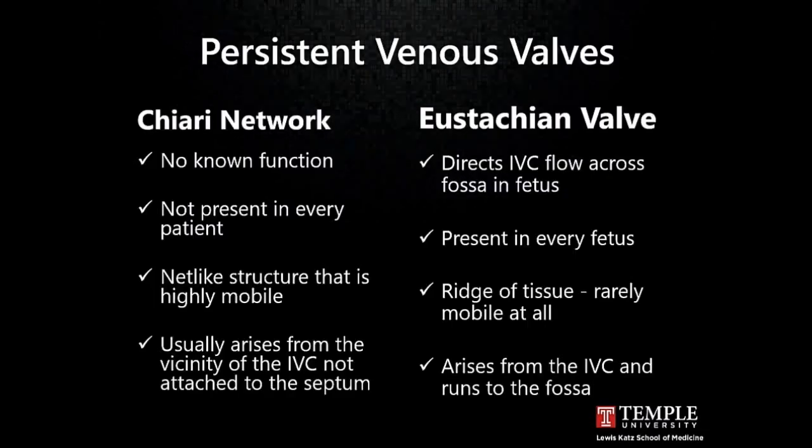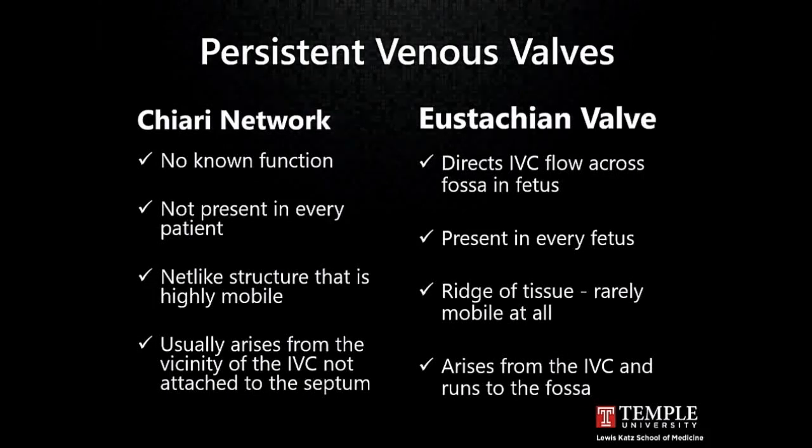So persistent venous valves, this is common. It's not uncommon for you to see a picture of a Chiari network or a Eustachian valve on the exam, because this is a finding that's readily visible and should be known to be non-pathologic.